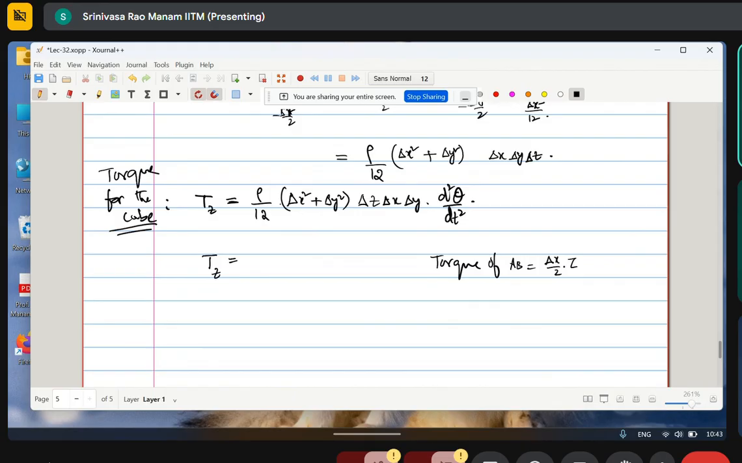What is tau? Tau XY, YX, right? Because the other component, YX, will be 0. And if you do effectively, the opposite will be minus, in opposite phase to AB. If you call this CD, let us say AB, that is CD. That will be again minus delta X by 2 into tau. What is the tau? That tau is minus YX, right?